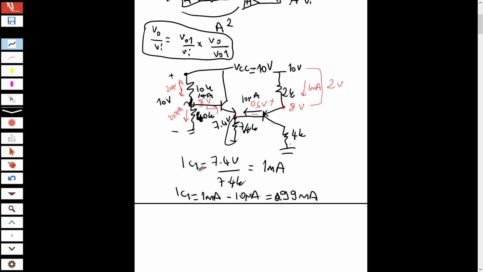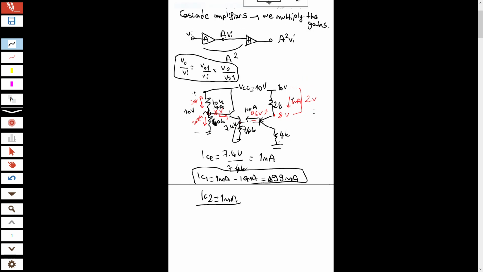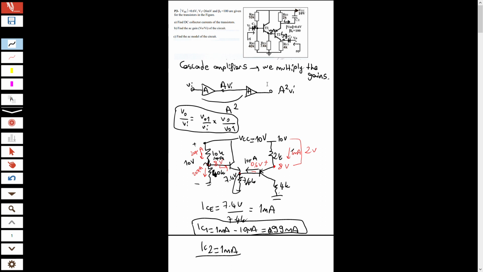Let's say IC1 is 0.99 milliampere. It is negligible, 0.01 milliampere, you can neglect it. It's not that important. So IC1 is 0.99 milliampere, and IC2 we have found 1 milliampere. So these were the DC currents. In the second part, find V output over Vi of the circuit.